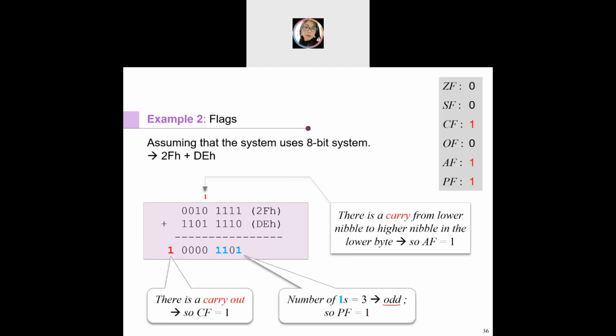So there is a carry. You can see here a carry from your lower bit. This one is the lower bit and this one is the higher bit. So nibble, how about the nibble? To the higher nibble, it's going to be set if you have this condition. So you have this carry, that's why you have AF equal to 1. There is a carry out. Just now I mentioned, right? There is a carry, so the carry flag will also be set as 1.